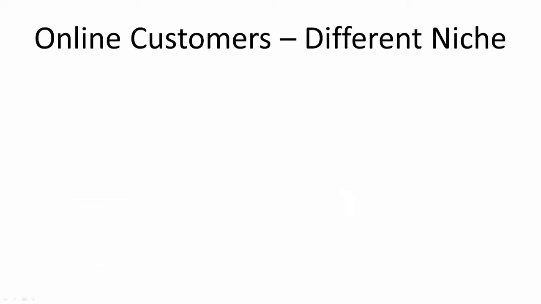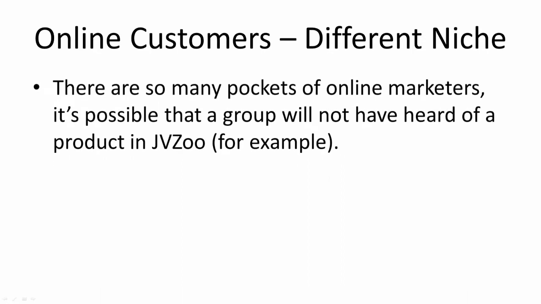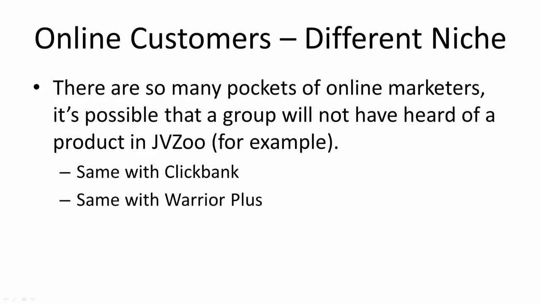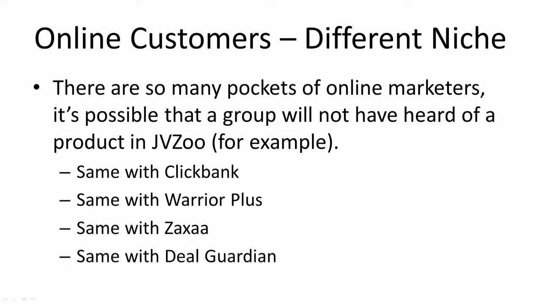Now, you are going to have online customers in different niches, and sometimes there are different pockets of online marketers that may not have heard of a particular product in a marketplace, like for instance JVZoo. They're going to be people who have operated in the ClickBank environment but who haven't heard of anything in JVZoo, or maybe they were operating in the Warrior Plus environment. Maybe they were operating in the Zaxa environment, and all these are affiliate networks. Maybe they were operating in the Deal Guardian network, and again, they may not have heard of a particular product in a particular area, and so this will be relevant to them.